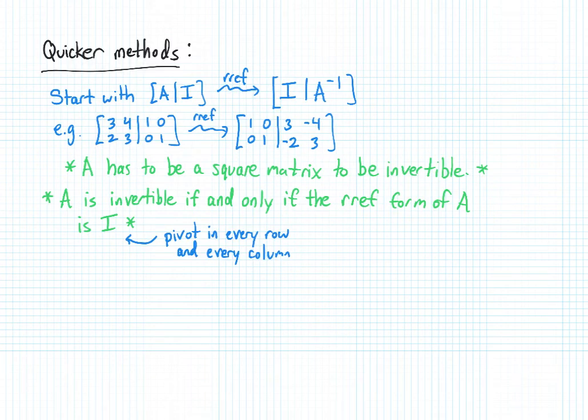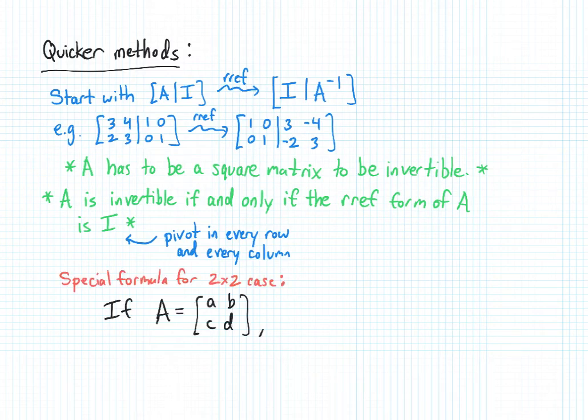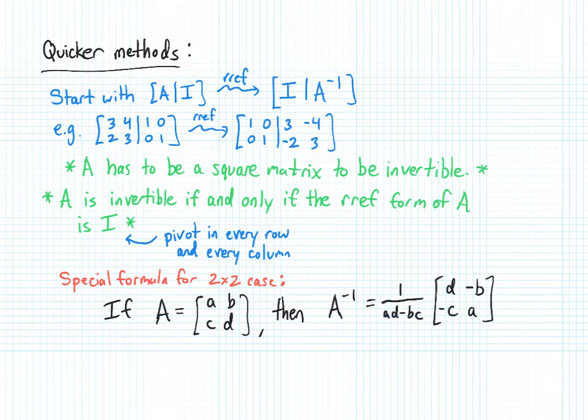And then there's something else that you're going to want to know, which is that there is a special formula for 2 by 2 matrices. If you have a 2 by 2 matrix where the entries are A, B, C, D, then the inverse of A is 1 over AD minus BC times this matrix, where the way that I think about this is that you've swapped the D and the A, and you've minused the B and the C. And you can just sort of remember that that's how it works. You swap the things on the main diagonal, and you minus the things that are off of that main diagonal. And then you have to divide everything by AD minus BC.